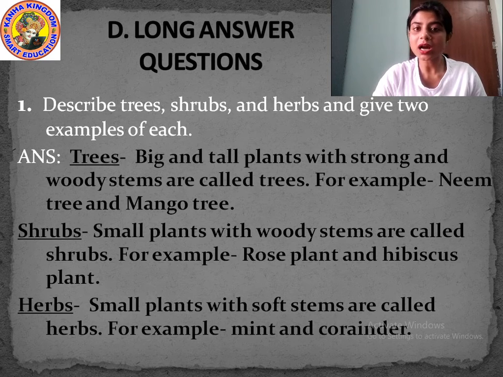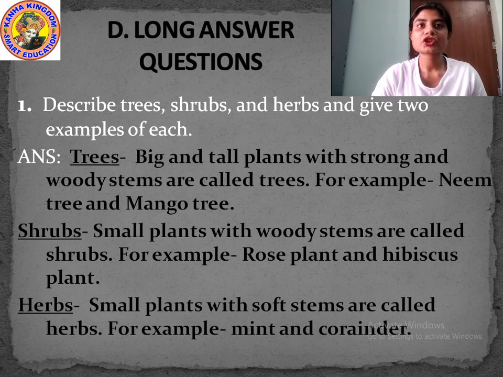Then what are herbs? H-E-R-B-S. What are herbs? Small plants with soft stems are called herbs. For example, mint plant and coriander plant, C-O-R-I-A-N-D-E-R, coriander plant.